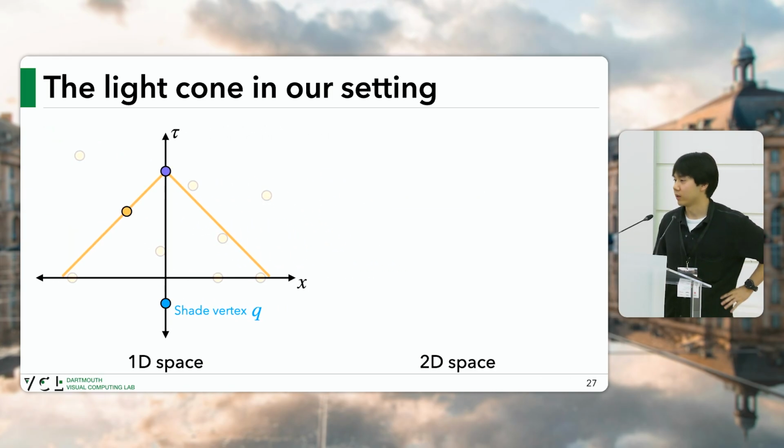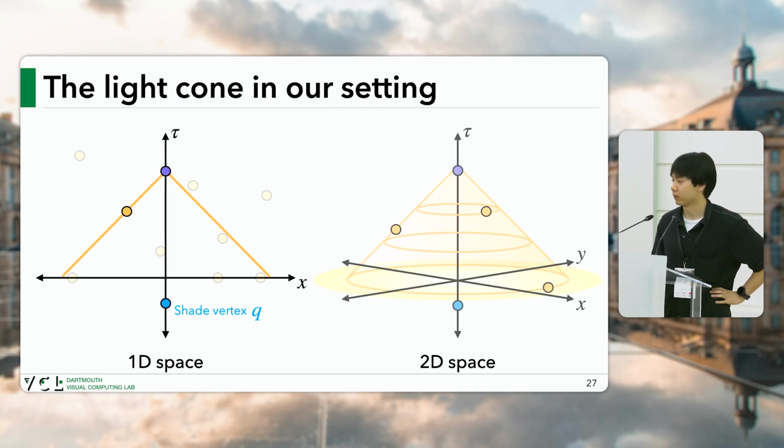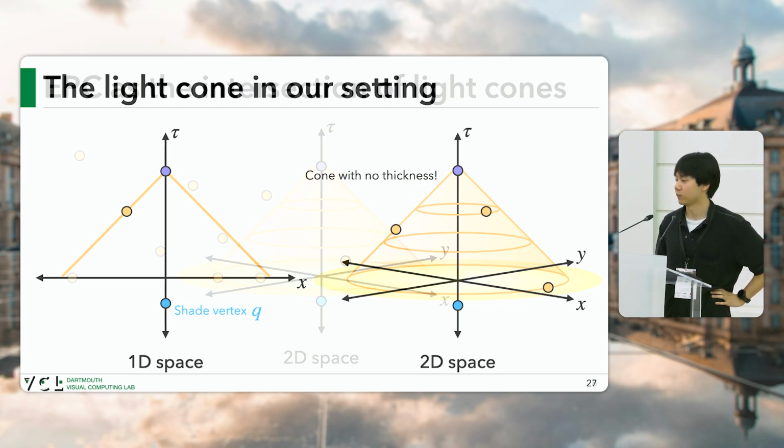So in 2D space, you can think of spinning this chevron around so we get back our cone. And notice that in both of these cases, this surface has 0 thickness. So the probability of us sampling a path of this exact time is 0. Therefore, we need to generate one, which is exactly what ellipsoidal path connections does.